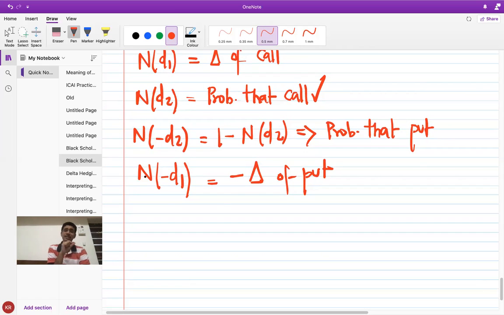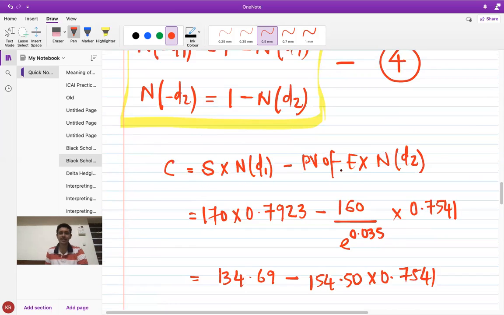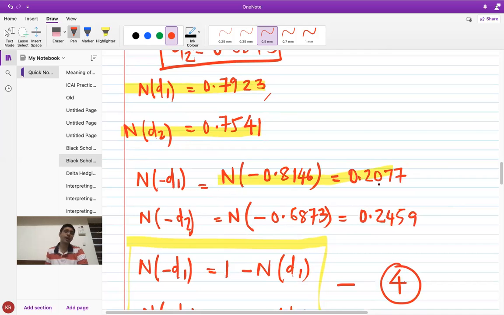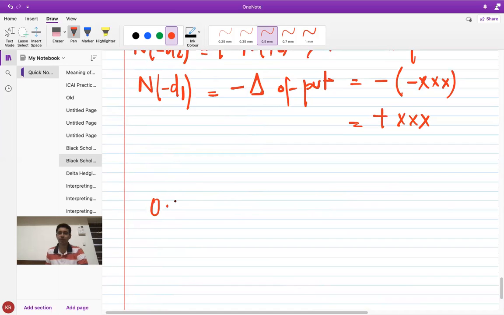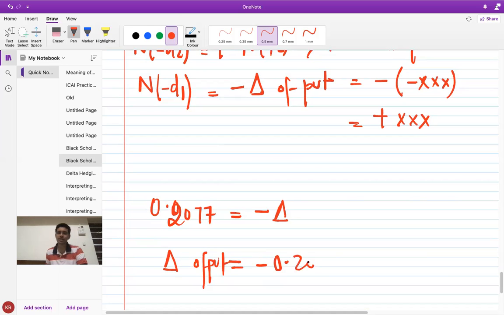But I'm saying N(-d1) is minus of the delta of put option, which means it is minus of minus something, and that is equal to plus something. Agreed? For instance, in our case, we had N(-d1) as 0.2077. So 0.2077 is equal to minus delta of put option, which means the delta of put should have been minus 0.2077. If I move the minus onto the left-hand side, delta of put option should have been minus 0.2077.